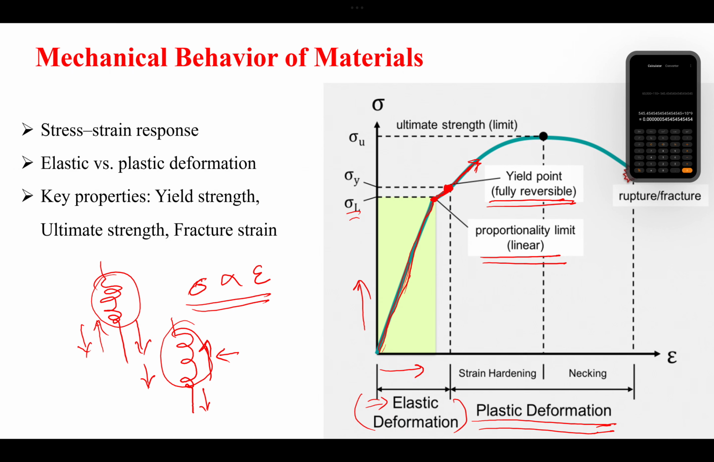Now there is a term there: this plastic region is divided into two points. At the top we have the ultimate strength. Ultimate strength means it is the maximum stress that you can apply on the body. After this stress, the body starts to deform. This is the ultimate strength, or the maximum limit.